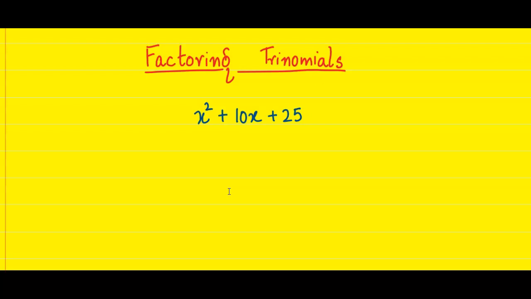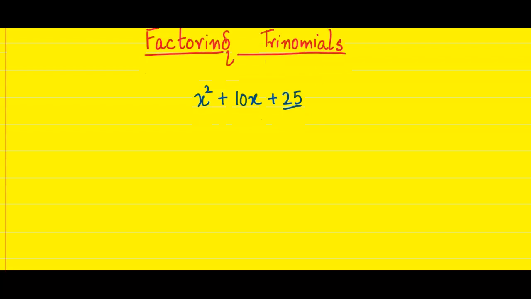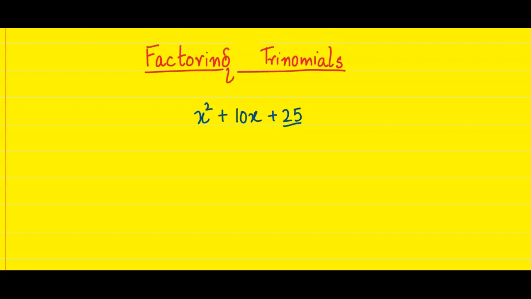Just look at its constant term, that is the last term. It is a perfect square. We all know 25 can be written as 5 square. So the last term of this trinomial is a perfect square, so it can be written as 5 square. Now, look at the first term. It is also a perfect square. Of what? Square of x.